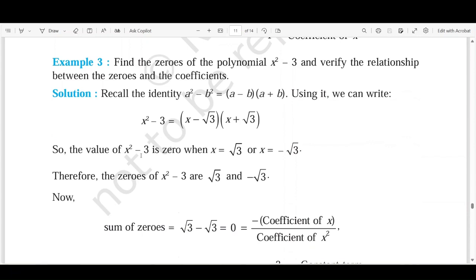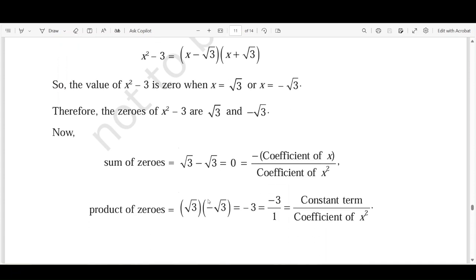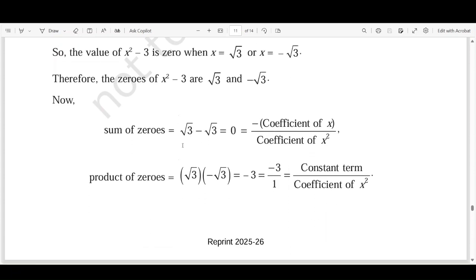Example 3: find the zeros of the polynomial x square minus 3 and verify the relationship between the zeros and the coefficients. So now they have expanded this x square minus 3 by using the identity a square minus b square equal to a minus b into a plus b. It's very simple. In the place of a we have x, and in the place of b we have root 3. So x minus root 3 into x plus root 3. By equating them to 0, we are getting the values of x to be root 3 and minus root 3. They are the zeros for the given quadratic polynomial.